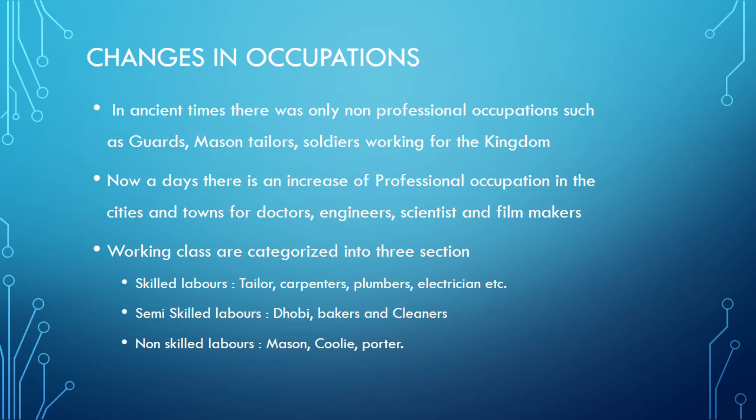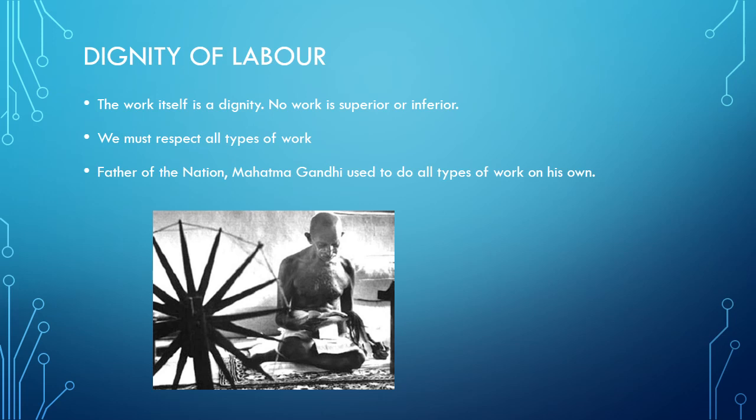Now, professionals like scientists, engineers, doctors, teachers, and marketing experts have much demand. Non-professionals like tailors, carpenters, and plumbers are also needed. They are skilled laborers. And semi-skilled people like bakers, cleaners, and washermen are also there. But workers at construction sites, coolies, etc. are unskilled laborers.